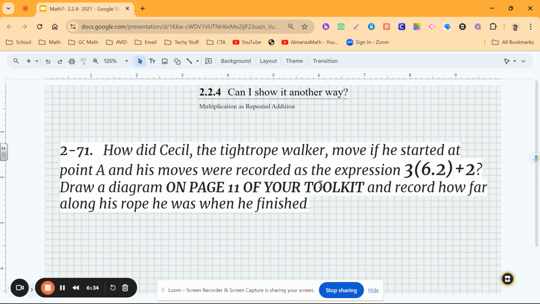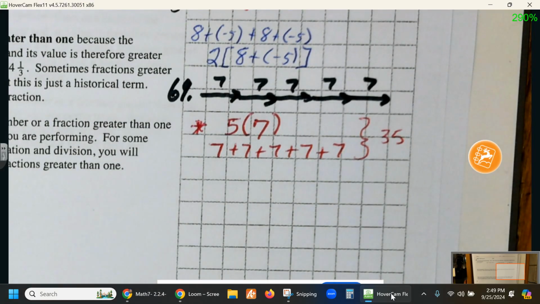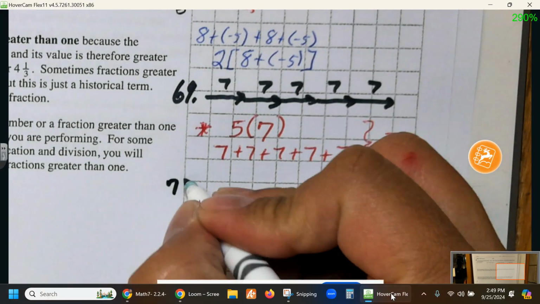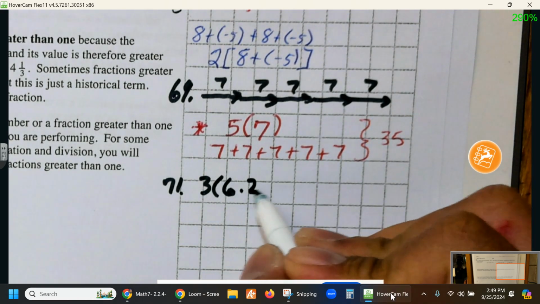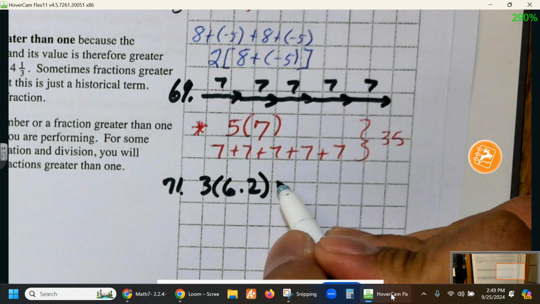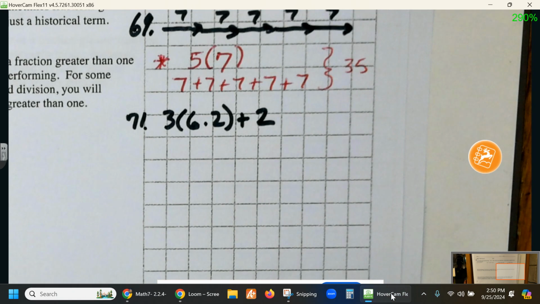Okay, now on the next one, how did Cecil, the tightrope walker, move if he started at point A and his moves were recorded as the expression 3 times 6.2 plus 2? And we're going to draw a diagram of this to see what he got. Okay, so this is number 71. Okay, so how would we draw this diagram?